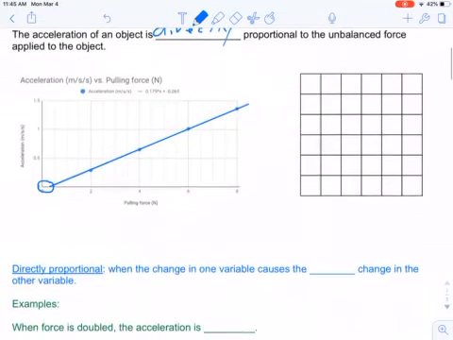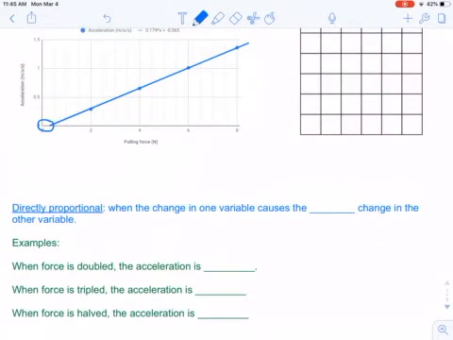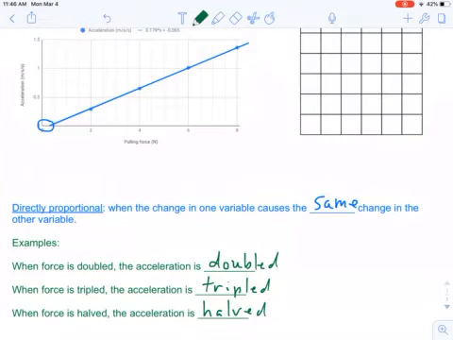What do we mean specifically by directly proportional? It means that the change in one variable causes the same change in the other variable. So for example, when force is doubled, the acceleration would be doubled. When force is tripled, the acceleration is tripled. When force is halved, the acceleration is halved. Whatever change is happening to one, the same change is happening to the other.